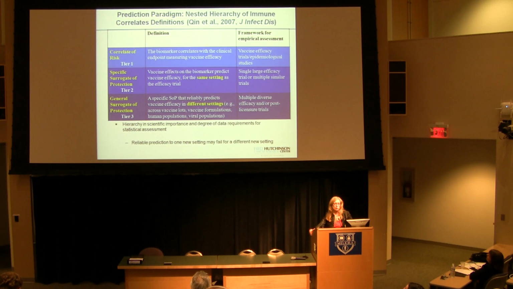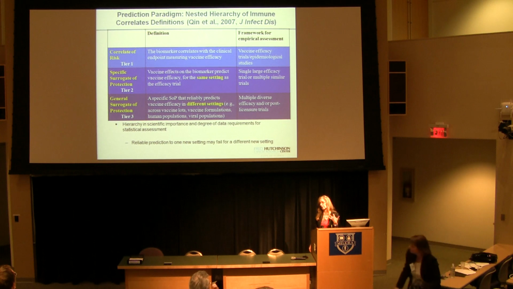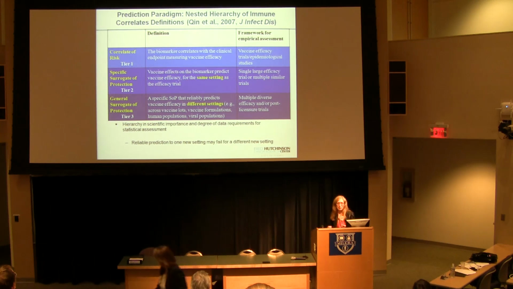And the correlative risk, the brief definition is the biomarker correlates with the clinical endpoint measuring vaccine efficacy. That is, if you have an antibody and you look at the rate of, I'll go into this in more detail in further slides. And you can measure that maybe in vaccine efficacy trials or epidemiologic studies. They don't have to be randomized studies. A specific surrogate of protection would look at the vaccine effects of the biomarker and what it predicts in vaccine efficacy for the same setting as the efficacy trial. And for that, you need a large efficacy trial or multiple similar trials.